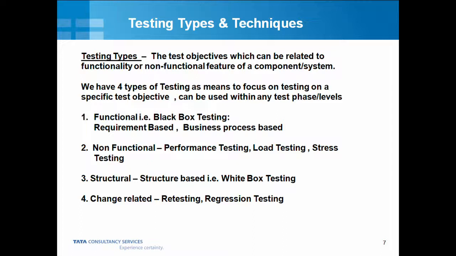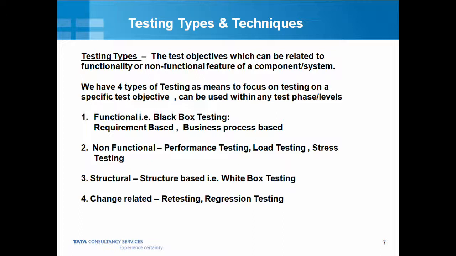Non-functional feature of the component or system could relate to, say, how the system behaves when thousands of users log in at the same time at the URL. So these are a couple of examples. So this is when we have the test objectives, and that's why we have drilled down the testing types into 4 levels. Now these 4 types of testing are the means to focus on each and every specific test objective, and they're pretty much flexible.